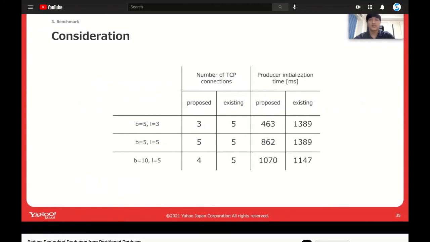Here is part of the result. Please look at the B equals 5 and L equals 3 row. As you can see, both the number of TCP connections and the producer initialization time are less than the existing one. Proposed and existing.